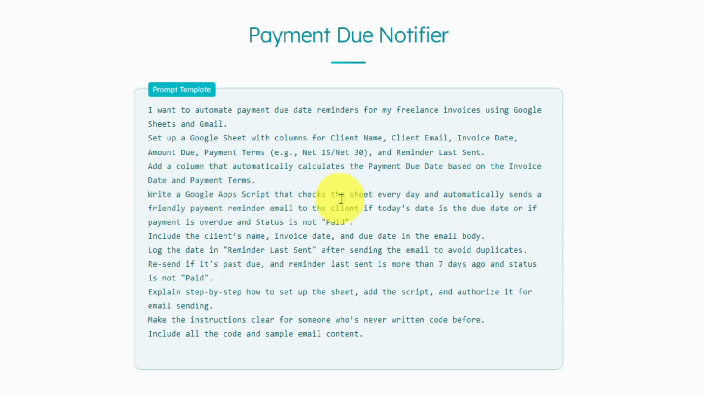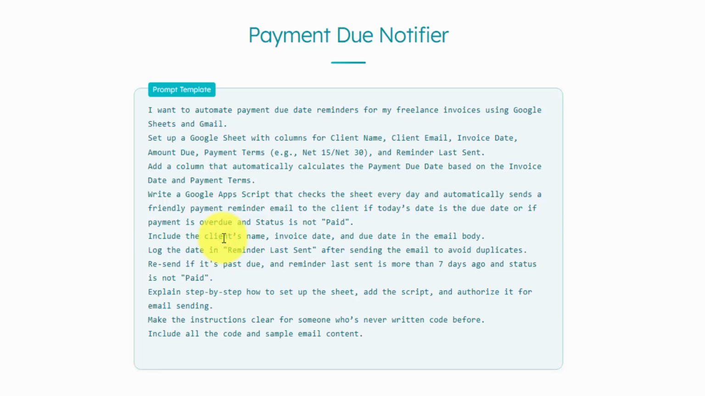So I say write a Google Apps Script that checks the sheet every day and automatically sends a friendly payment reminder email to the client if today's date is the due date or if payment is overdue and status is not paid. And you can control that easily by setting up a Google Apps Script trigger. So I'll show you that once we get this set up.